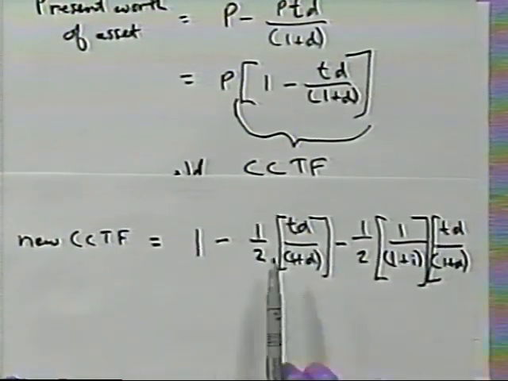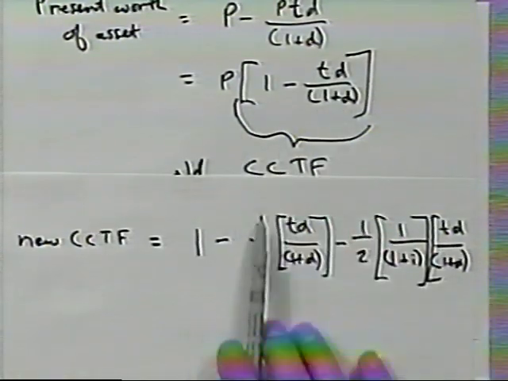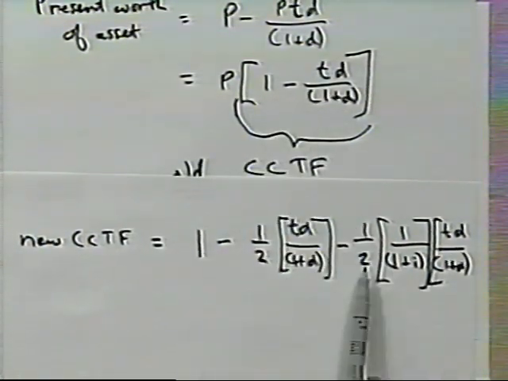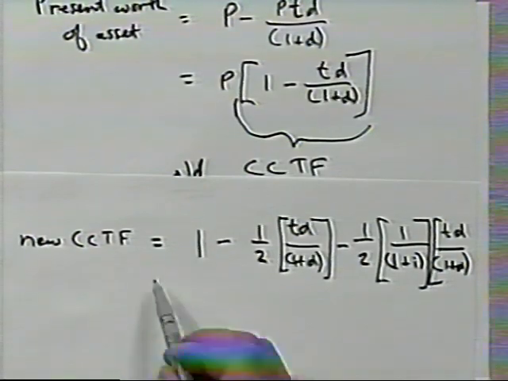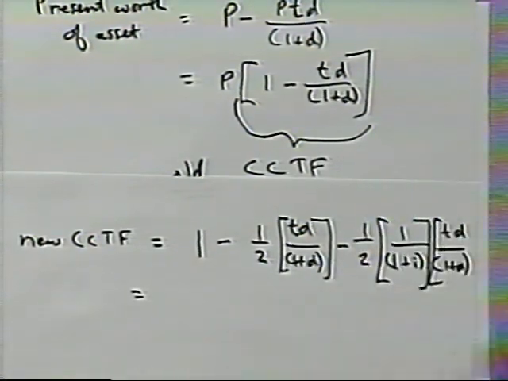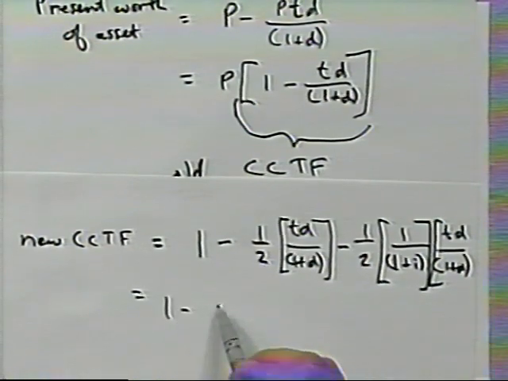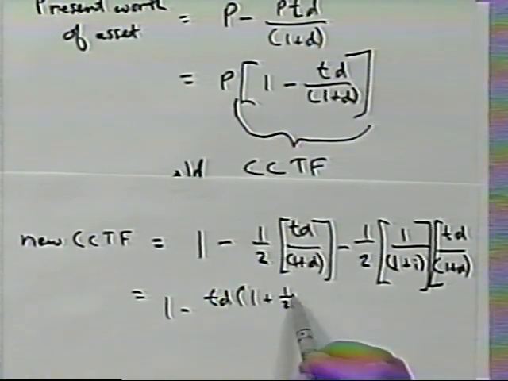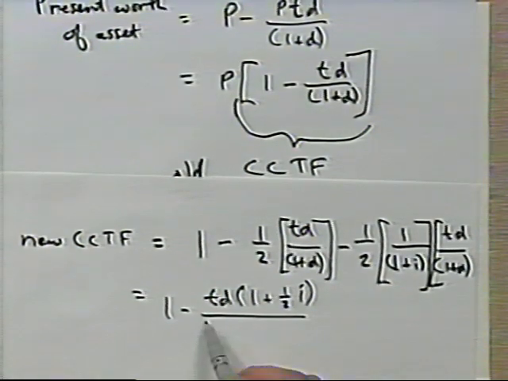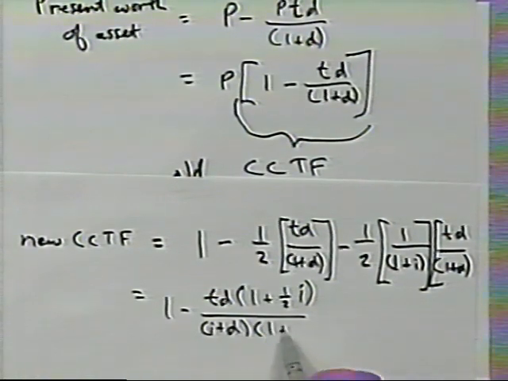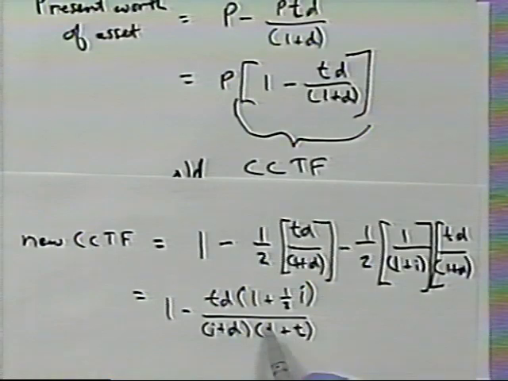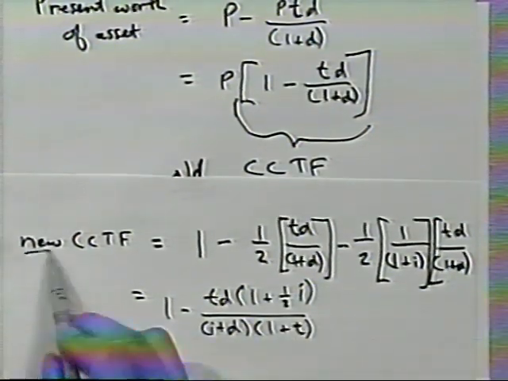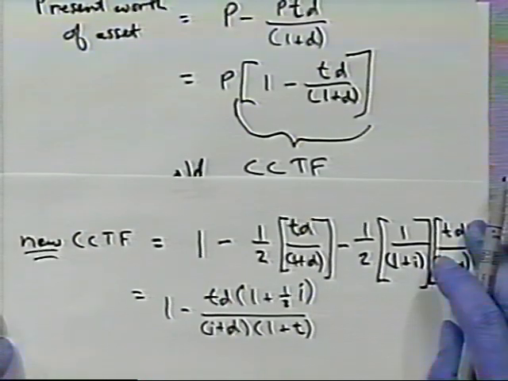Now, you see that if I had taken that half and multiplied it by 1 minus, in both cases, the 1's in common, the 1 comes out. And that can be simplified to be 1 minus TD times 1 plus 1/2 I over I plus D times 1 plus I. A more complicated formula, that's the new CCTF, but one which is still workable.